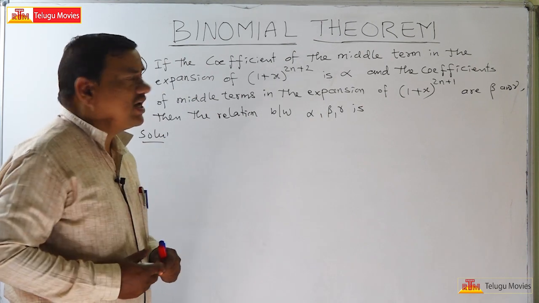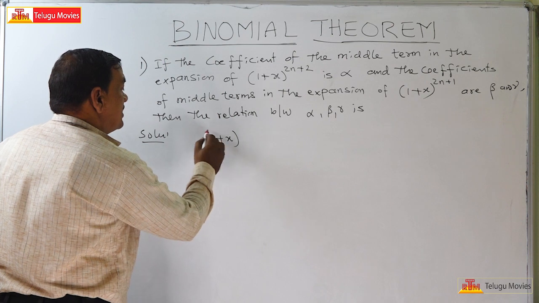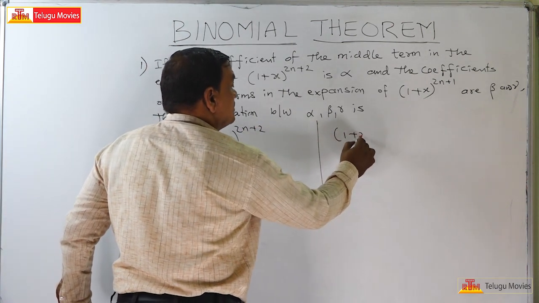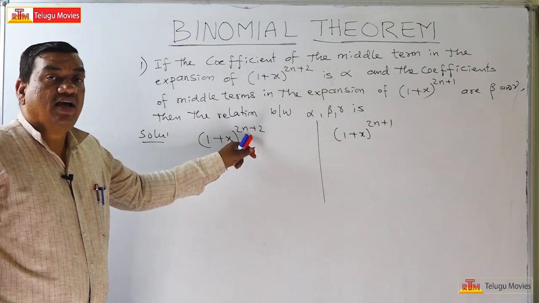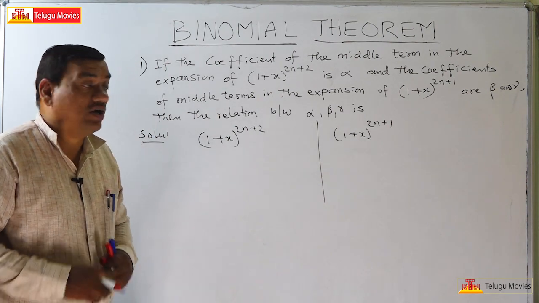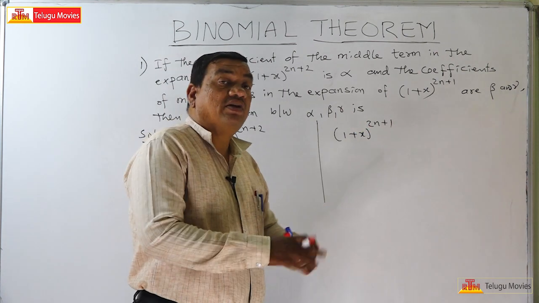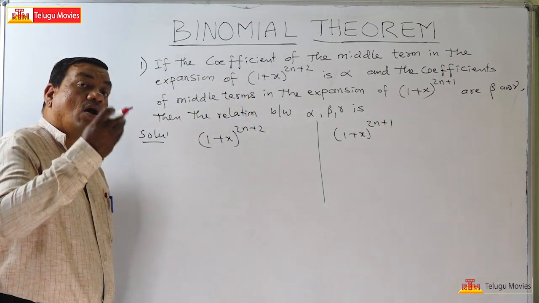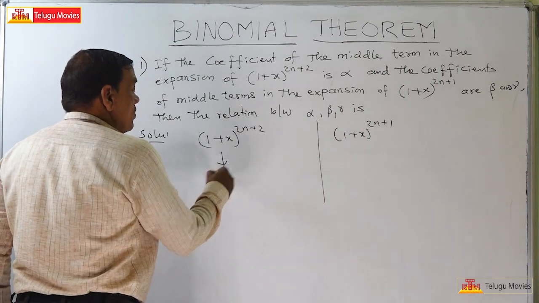Here altogether there are two binomial expansions. The first one is (1 + x)^(2n+2). Another one is (1 + x)^(2n+1). Observe here, this is an even number, 2n plus 2. For all natural number values of n, 2n plus 2 is an even number. 2n plus 1 is obviously an odd number. For an even power, there are an odd number of terms, and one term will be the middle term.